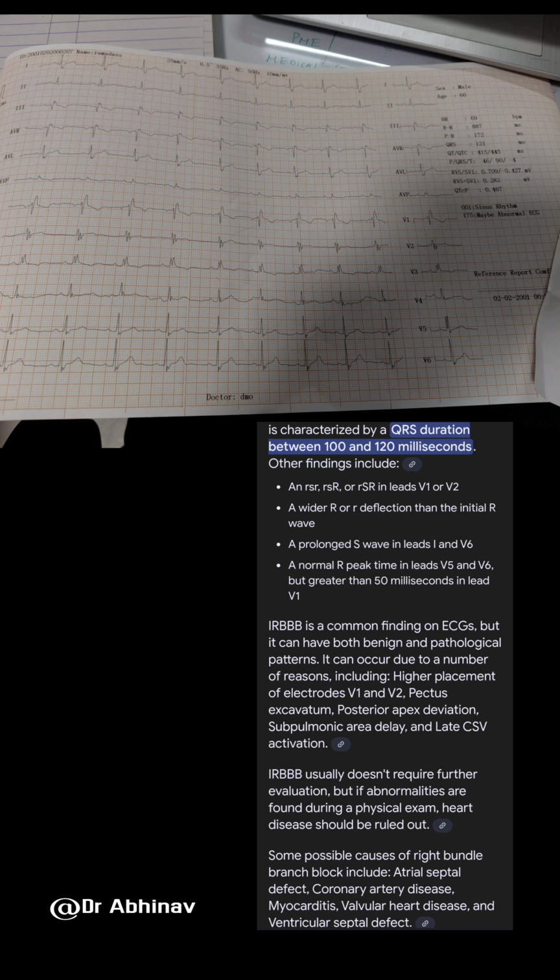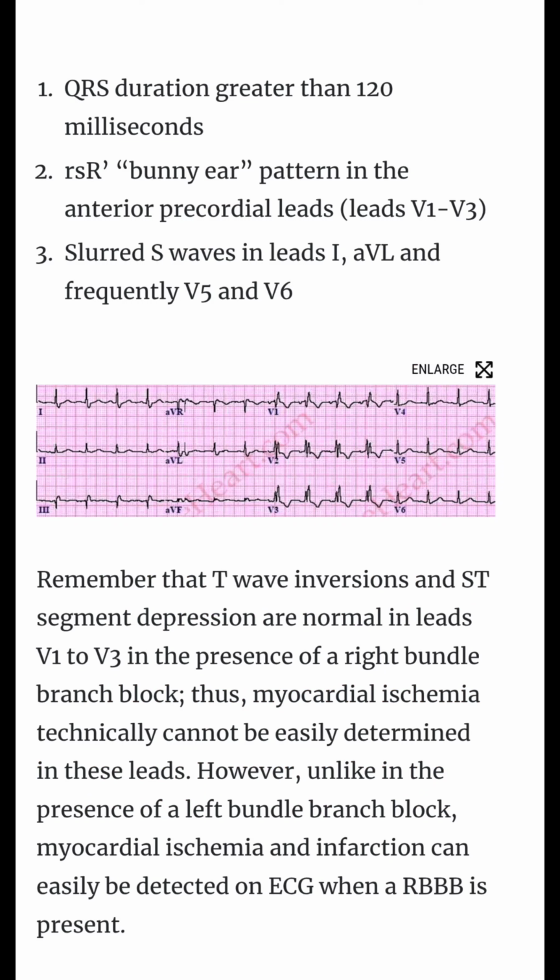Incomplete RBBB is a common finding on ECG and doesn't require any evaluation if systemic examination is normal. But if there is chest pain, we have to do troponin and evaluate by echo.